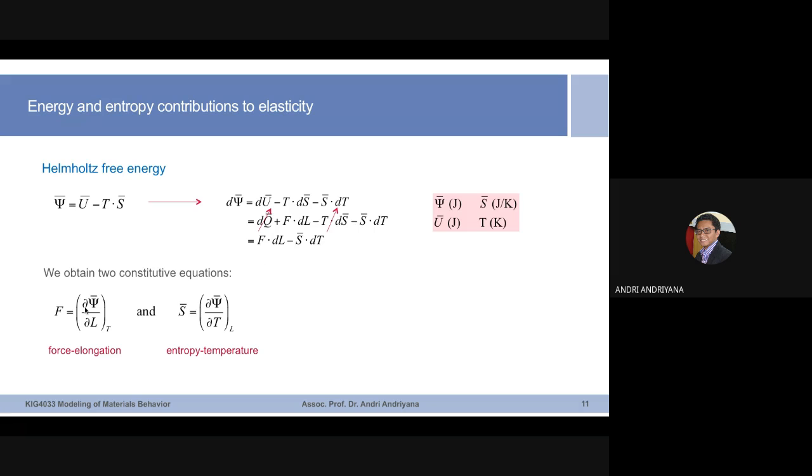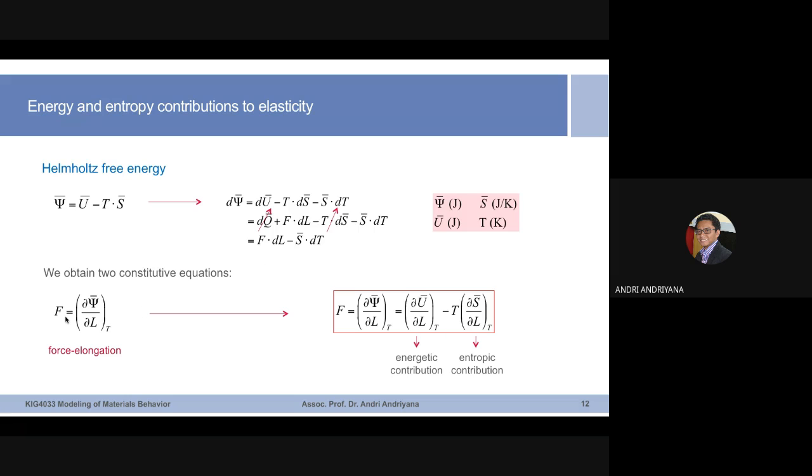Now, since we are only focusing on the stress-strain response of material, I will not talk about entropy and temperature here. I will only talk about force and elongations, right? I will only focus on the first constitutive equation here, which is the force. This is the force needed to deform the materials. So if I insert the value of free energy, which is given by U minus Ts, then at constant temperature, I have these equations.